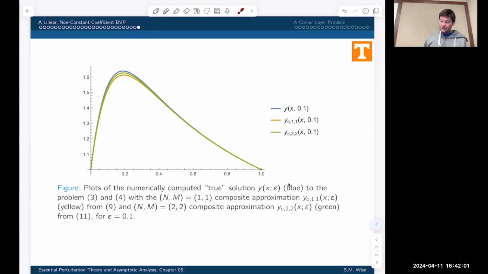So the takeaway is that for this value of epsilon, which isn't too small, epsilon equals 0.1, the 2-2 composite does better. And as epsilon gets smaller, what should we expect? We should expect both of these composite solutions to get very close to the true solution. That's because this differs from the true solution by big O of epsilon, and this differs from it by big O of epsilon squared. So they're both going to collapse as epsilon gets smaller and smaller.